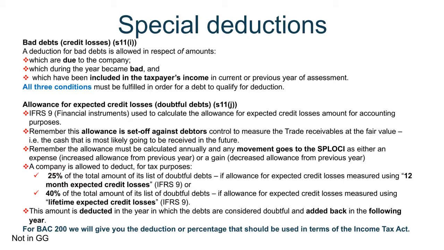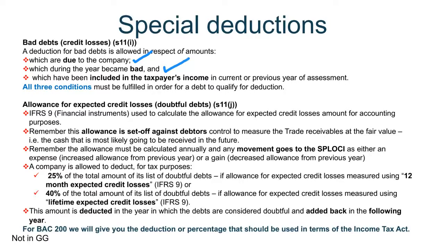So the taxman says, listen, you can deduct bad debts from your taxable profits only if, right? And so he's given us three criteria. What are the three criteria? One, it is due to the company. Now that's easy, right? If it's a bad debt, that means definitely we are owed some money. So he's just saying here, you must be owed some money, right? It's a debt that's due to the company.